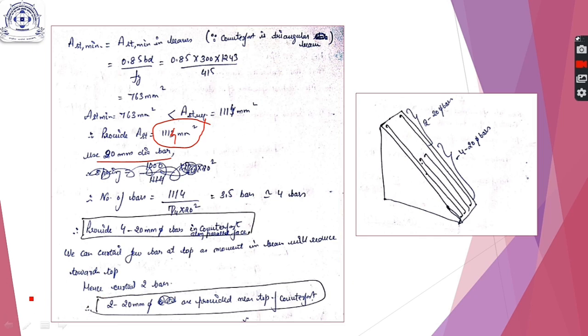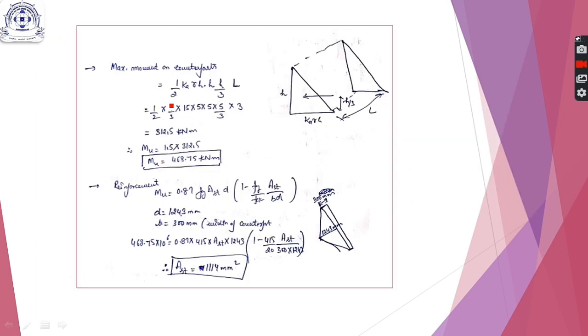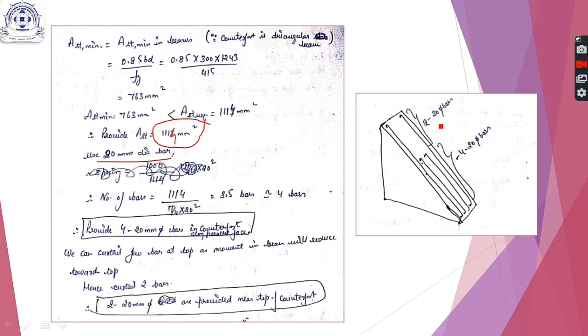We can curtail a few bars at top as moment in beam will reduce. So as we know, this is a cantilever bending moment. It will keep reducing as we move towards the top of your counterfort. Therefore the bars in the beam can be curtailed after a particular point. So we don't need to calculate the height of this particular bar for now. We just write that out of the 4 bars, we curtail 2 bars like this, or we can curtail alternate bars also, it's up to you. So this is the main reinforcement in your counterfort.